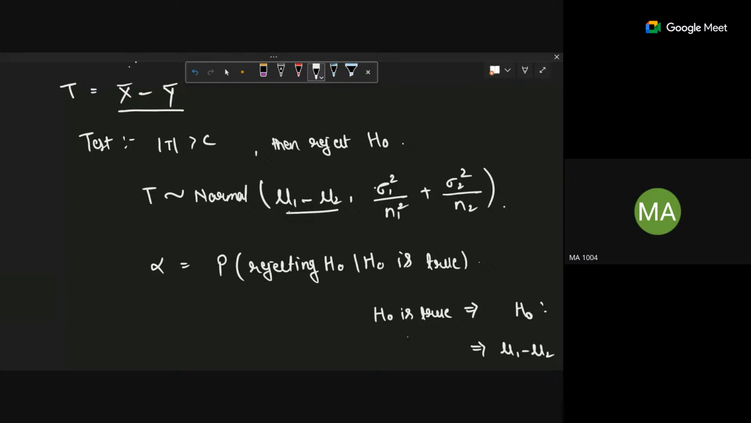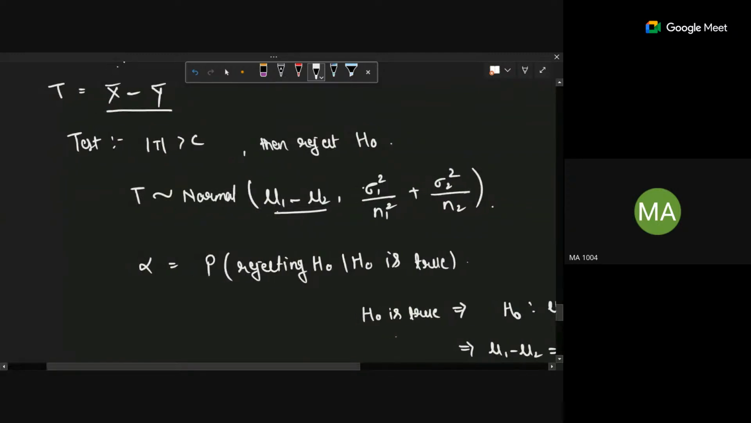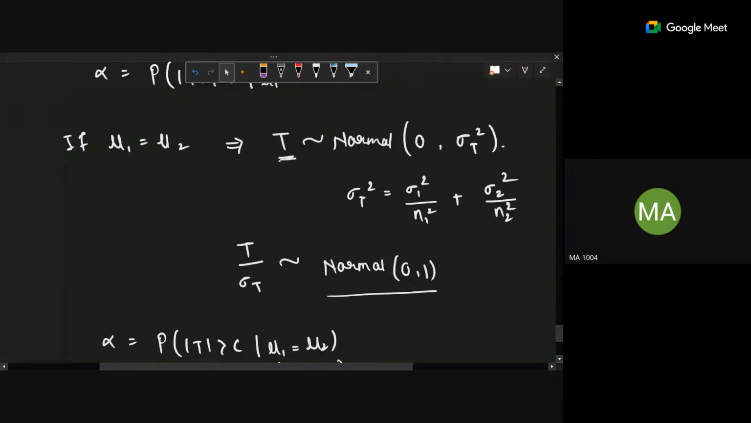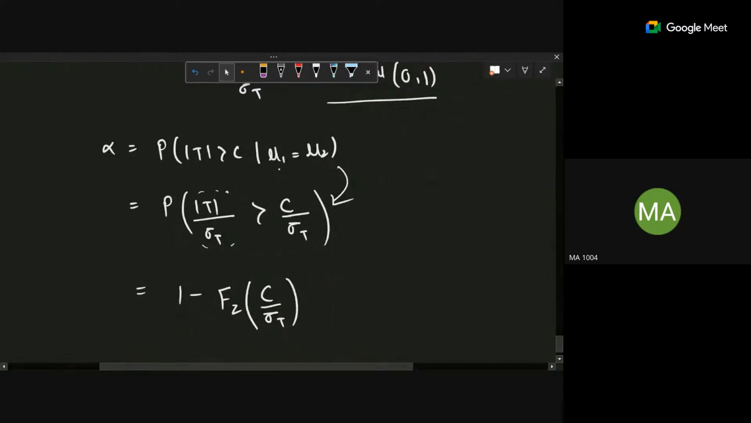We found that t follows a normal distribution with some non-zero mean and some variance. To check the type 1 error, it is the probability of rejecting h naught when h naught is true. If the null hypothesis is true, both the means are equal, so t will have mean 0. Then we can make it a standard distribution by dividing by its standard deviation. We made it a normal distribution with mean 0 and variance 1, the z distribution, and used the z test to find the value of c for alpha.